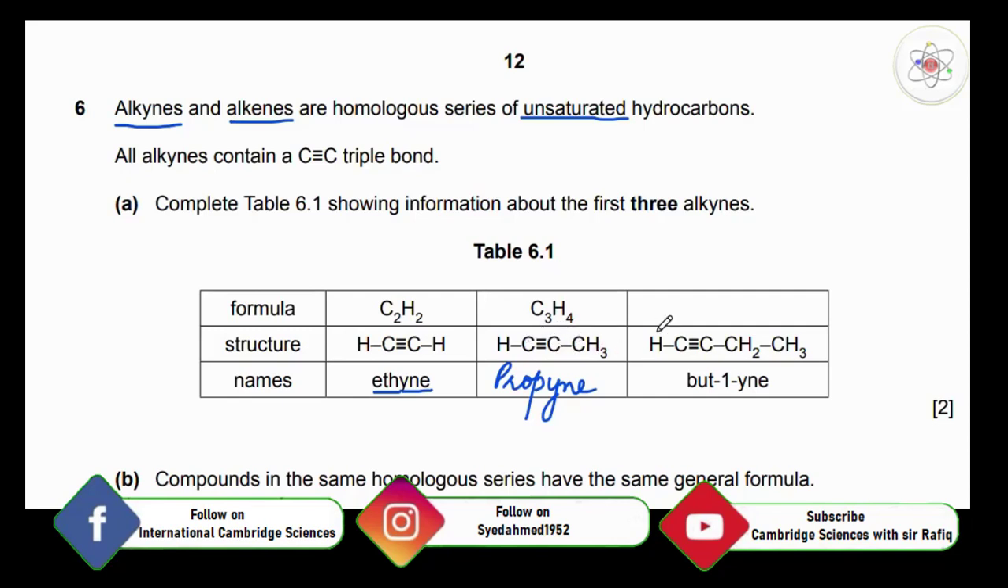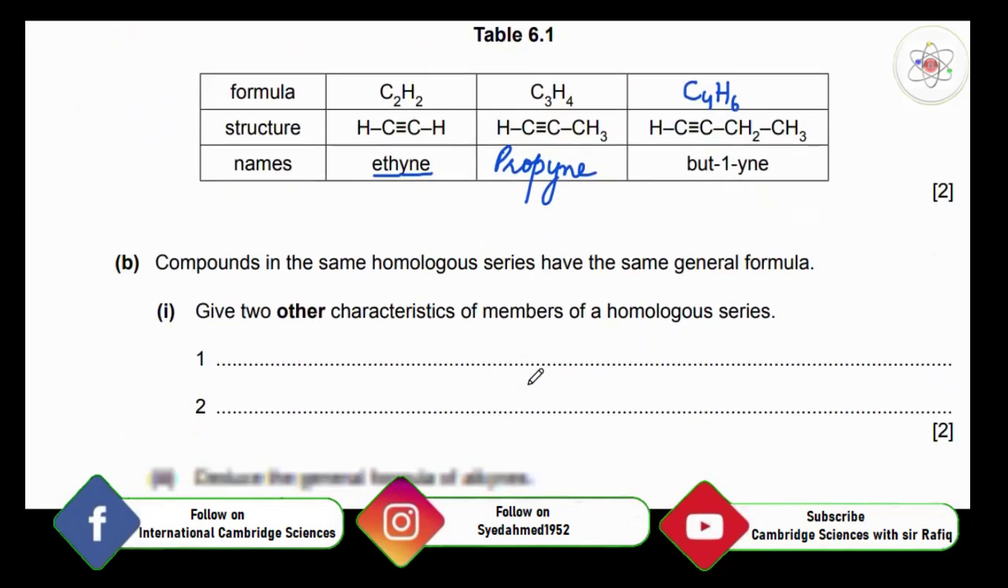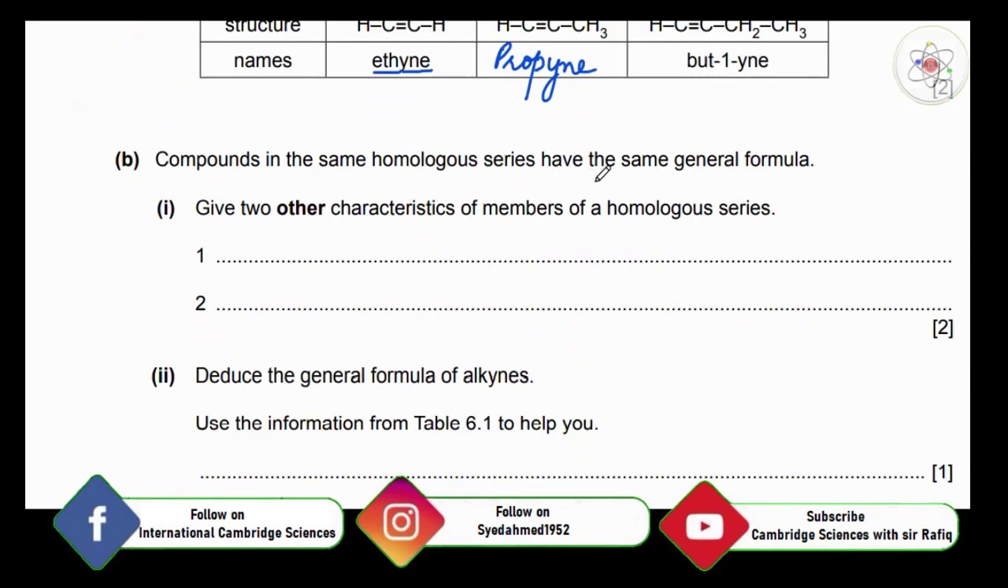So let us complete the table by writing the formula of but-1-yne. It's again very easy. So there are 4 carbon atoms in the chain, okay? As it is a homologous series, you can add 2 hydrogens to the previous member, or you can also write 6 hydrogen after counting the number of hydrogens you can see in the molecule, right?